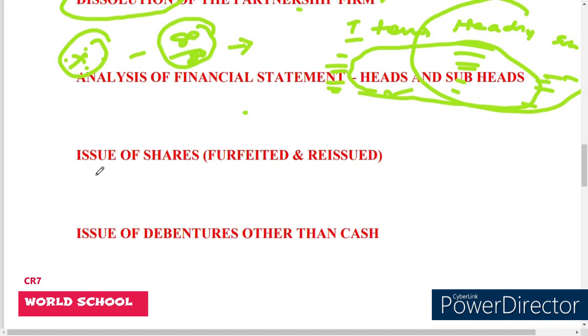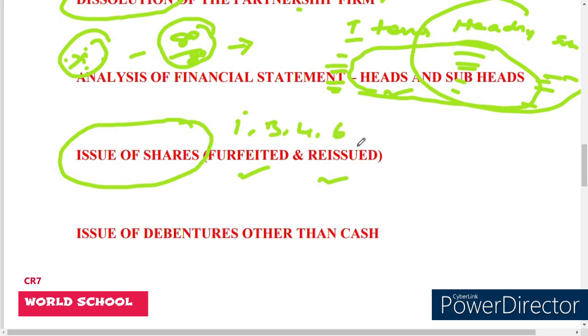And next one is issue of shares. Issue of shares, that too forfeited and reissued based. Questions may be asked from this area. From this issue of shares itself, they will ask some 1 marks, 3 marks, 4 marks and 6 marks. So one 6 mark definitely will come, and one 4 mark definitely will come. 3 mark definitely will come. 1 mark also will come. Just you see, one 6, one 4.